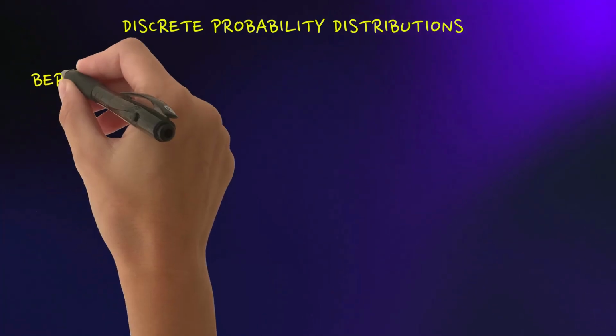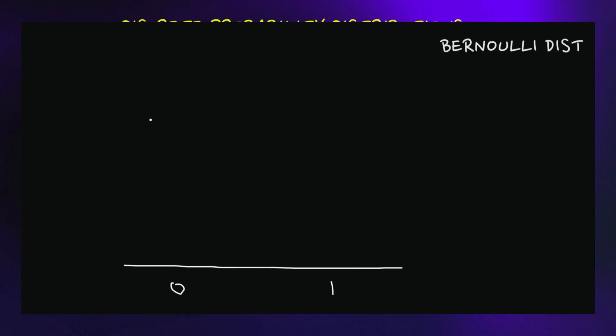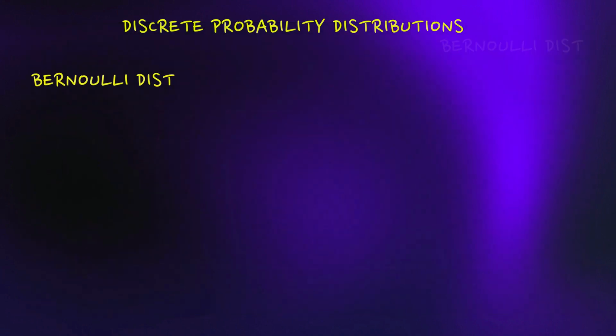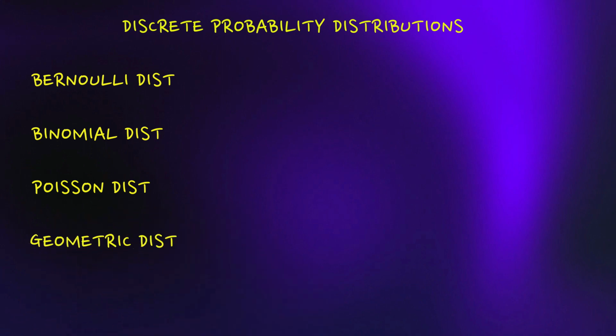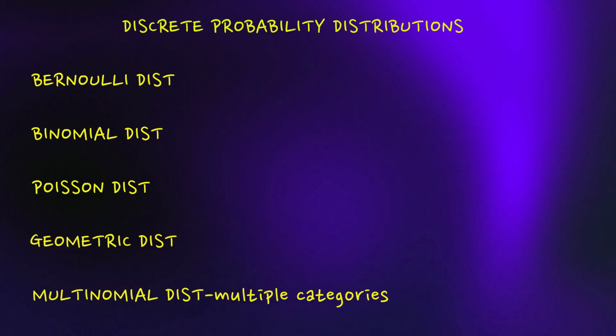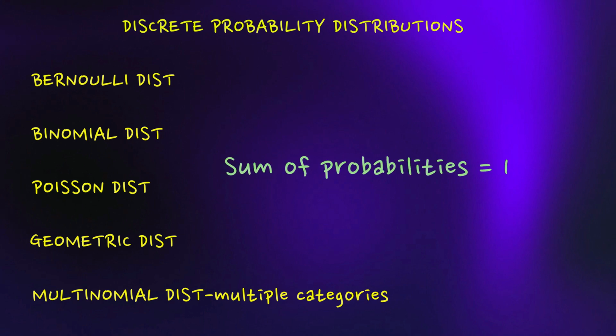Some common types of discrete probability distributions include Bernoulli distribution. This distribution is used to model the probability of a single binary event, such as the probability of flipping a coin and getting heads. Binomial distribution, Poisson distribution, geometric distribution, multinomial distribution having multiple categories. Discrete probability distributions have some characteristics that are common to all of them. For example, the sum of probabilities of all possible outcomes of a discrete random variable must always be equal to 1.